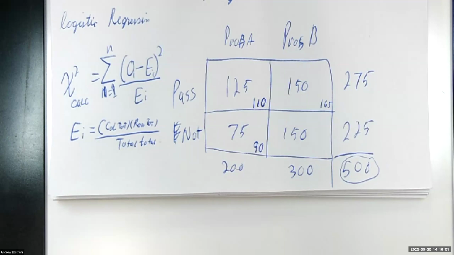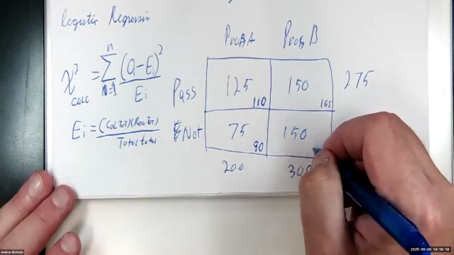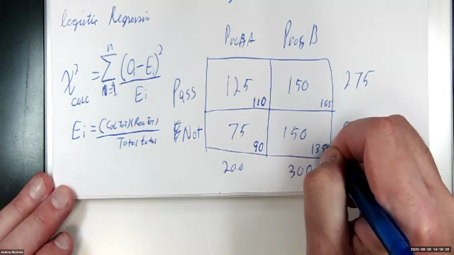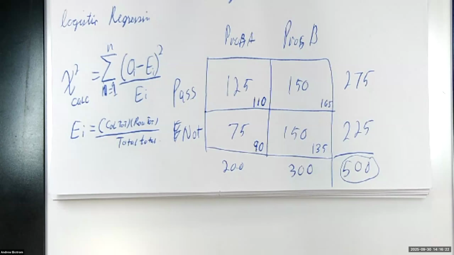And then for the last one, we've got 225 times 300, and then divide that by 500. And we expect to get 135 people down here.